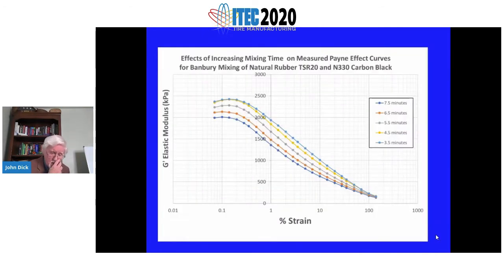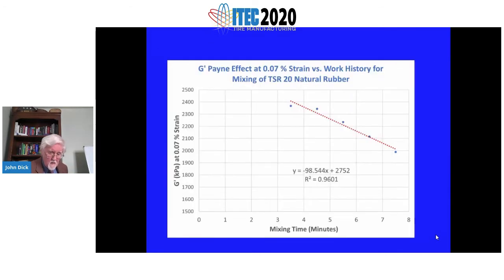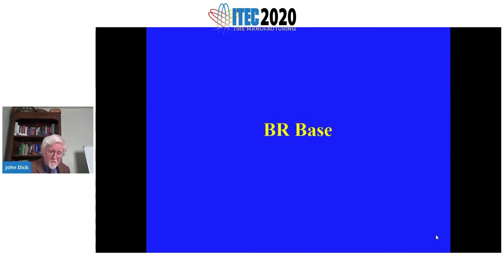The next slide, we see what the pain effect looks like with natural rubber. As you put more work history into it, you lower that pain effect curve, as you can see here. On the next slide, you can see the correlation, excellent correlation with the initial G prime, which after given work history, is lowered quite a bit. And the R square on this comes out to be 96% predictive. So that's good.